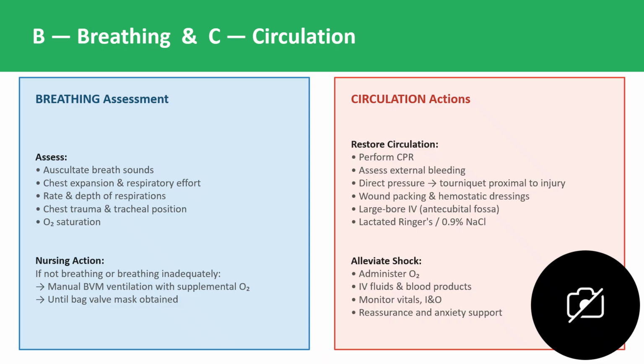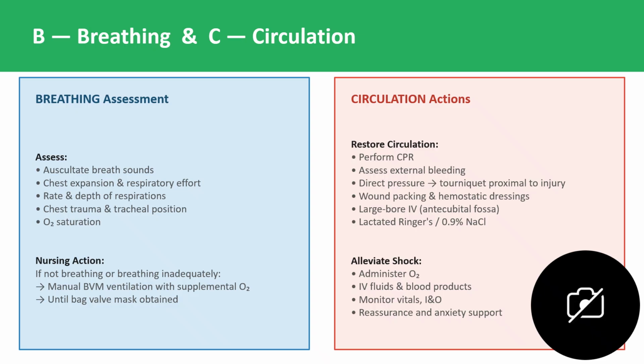We also assess rate and depth of respirations, chest trauma, and tracheal position. You have to also assess if the trachea is centrally placed or if it's deviated to either side. Measure O2 saturation. If the patient is not breathing or breathing inadequately, we supply oxygen through a nasal cannula, and then inform the provider and upgrade to other oxygen delivery devices based on the provider's order.